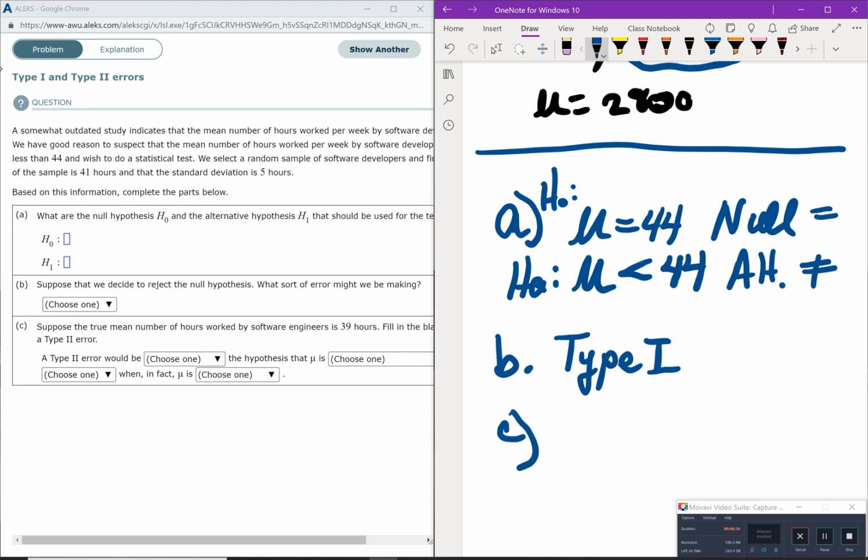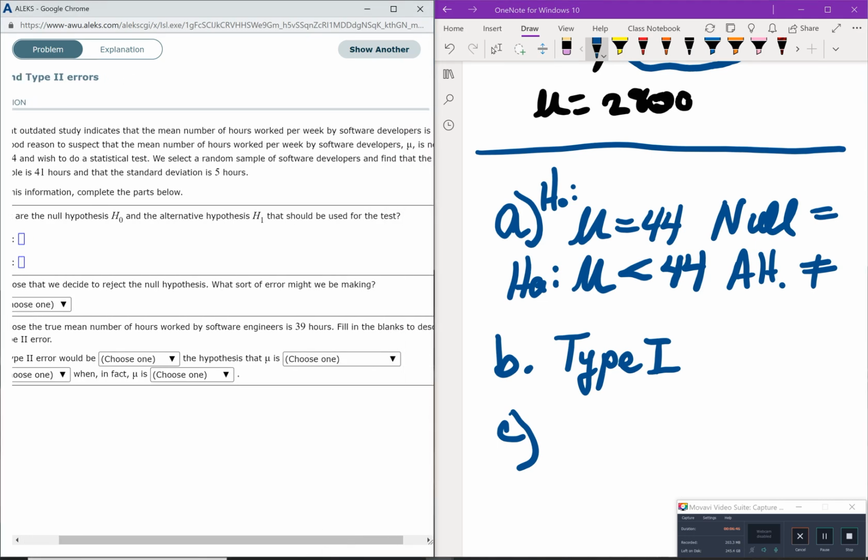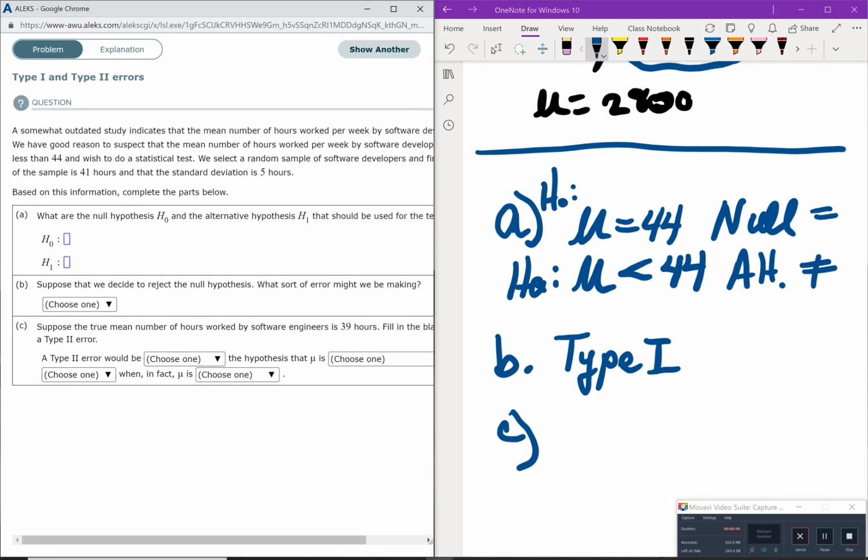In part C, it says, suppose the true mean of hours worked by engineers is 39 hours. So we want to fill in the blank to describe a type 2 error in this case. A type 2 error would be failing to reject the null hypothesis that mu is equal to 44.